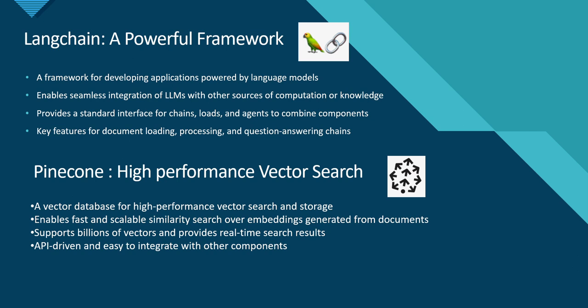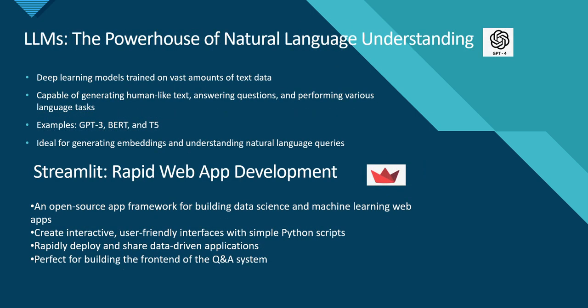Pinecone and a few others like Chroma are high performance vector search databases, and they basically store the vector embeddings of the text documents that have been given. LLMs, as we all know, are deep learning models trained on vast amounts of data. They are capable of conversing in natural language, and they are ideal for generating the embeddings of a given text. Streamlit is for demonstrating a quick and dirty application built with generative AI, and it can be rapidly deployed. It's the perfect front end to build the Q&A.